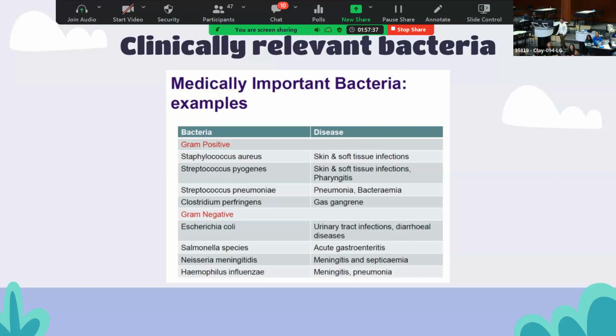Now, you don't really have to know all of these, like memorize it. I wouldn't say it's super high yield. You will get to know them eventually as you do more lectures, experience more, learn more. But do try and remember the main ones like Staphylococcus aureus.